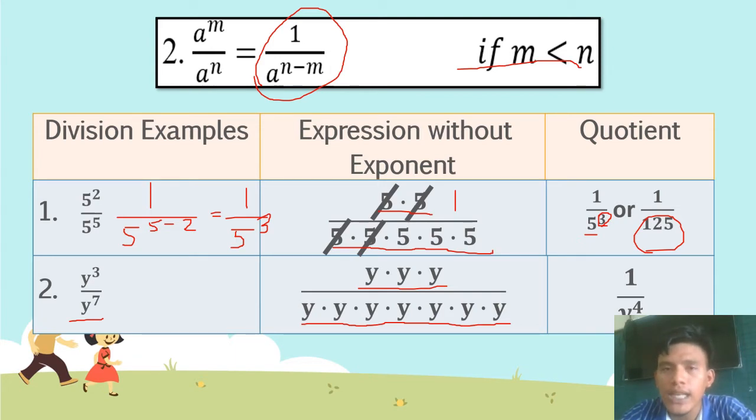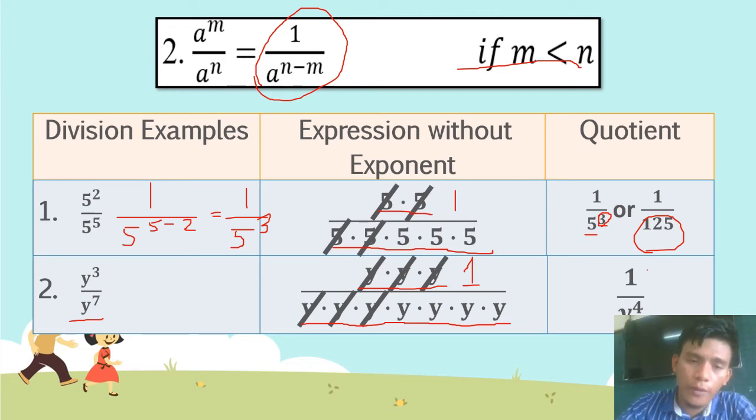You can cancel out if they have the same numerator and denominator, and their variables are the same. So y here, cancel out. Another y, another y. No more numerator, so you put what? So y, y, y, y. There were 4 y's, so your exponent is 4. So y raised to 4. So the answer is 1 over y raised to the exponent of 4.